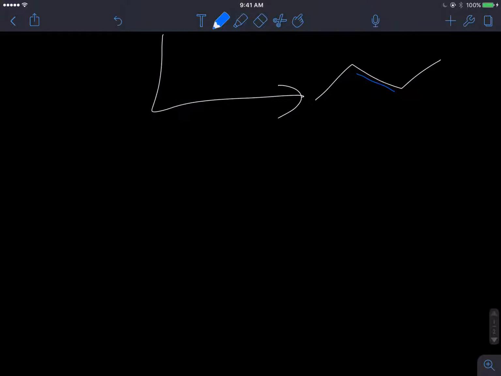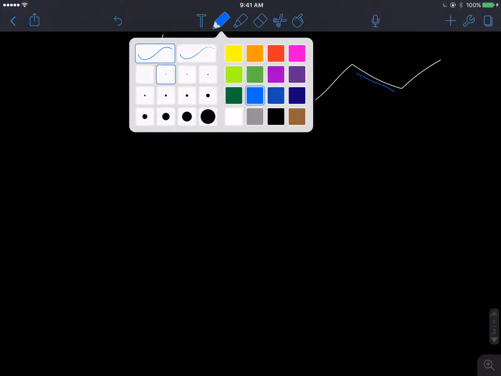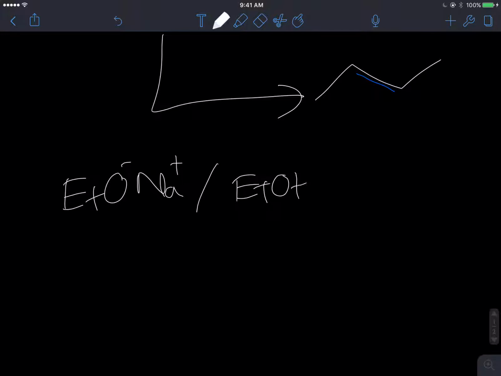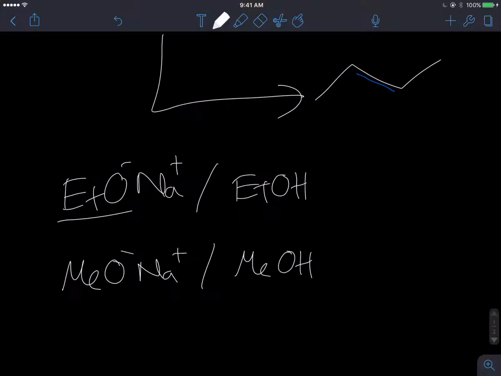The common bases used for the elimination reaction are these, the sodium alkoxides. For example, these are the two common bases: EtONa in EtOH, that's the first solvent, and the second one is MeONa in MeOH. Remember, the EtO will be the same, the MeO will be the same.